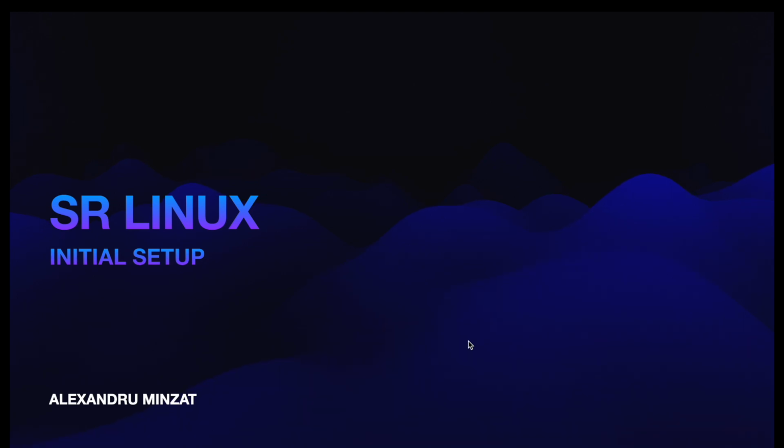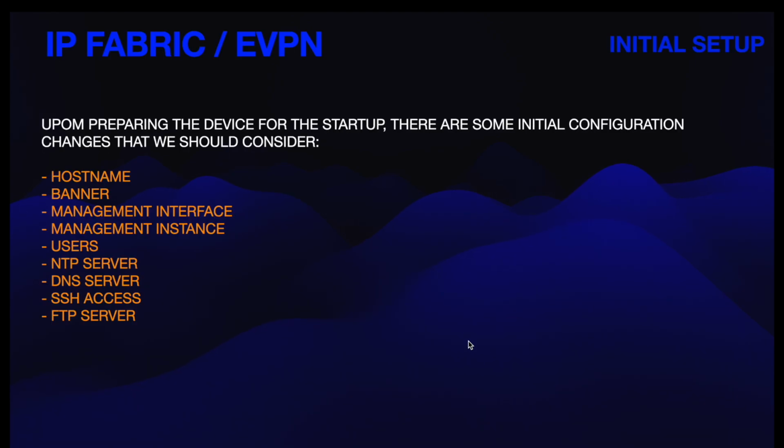So now you know how to navigate the CLI. Let's check how to do the initial configuration. Basically, we have an initial configuration checklist, and we'll need to configure hostname, banner, management interface, management instance, users, NTP server, DNS server, SSH access, and FTP server.